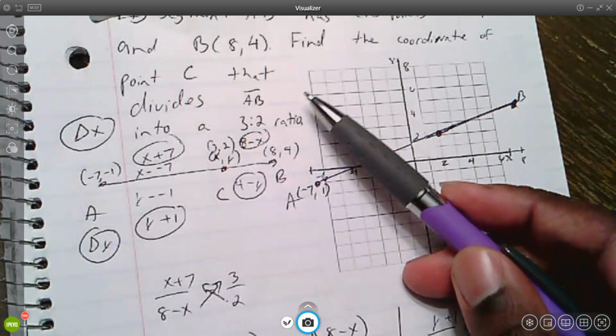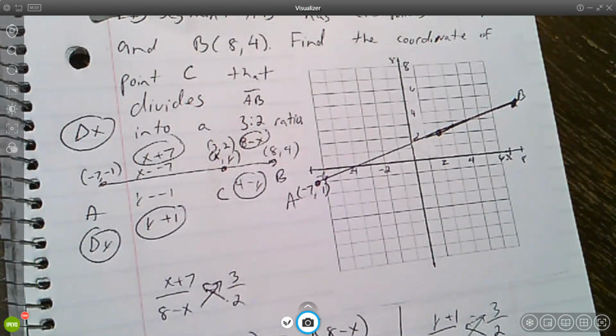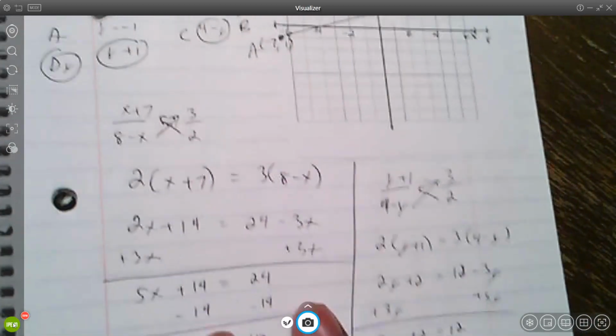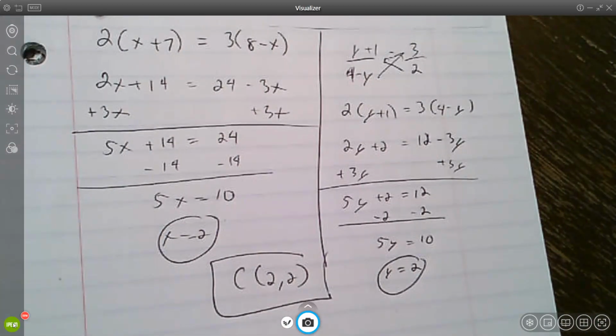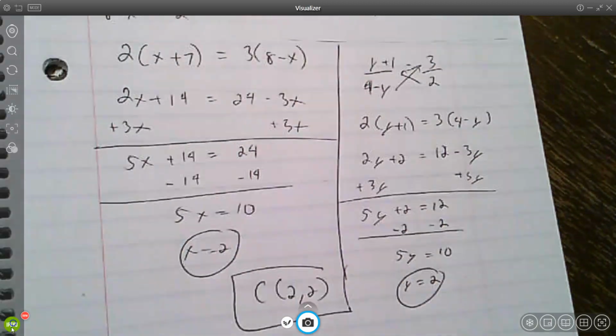I'm going to give you another one just like this. And I'm going to explain another way using just the algebra formula. So here's a new example. Oh, if you want to copy any of that as a note, I'll pause the video and you can copy it from there. But that's the coordinate for C.